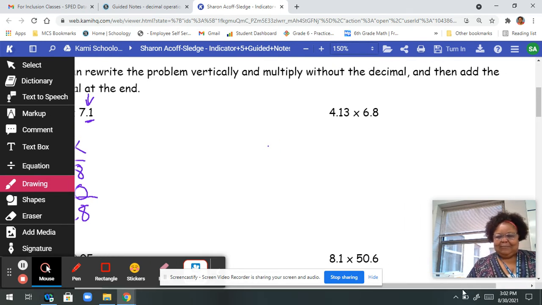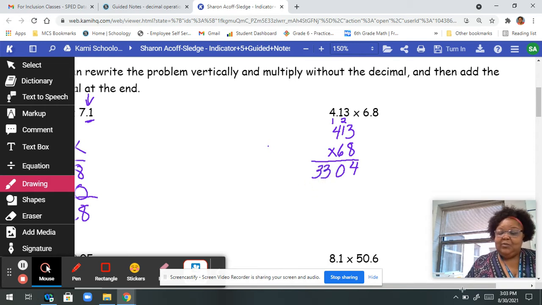Yes, I'm still goofy, y'all. Okay, so let's do the same thing here. We're going to leave off that decimal, and then we're going to add it at the end. So 413 times 68. So I'm going to multiply everything up here by that 8. 8 times 3 is 24. Put the 4 and carry my 2. 8 times 1 is 8, plus 2 is 10. 0, carry the 1. 8 times 4 is 32, plus 1 is 33.